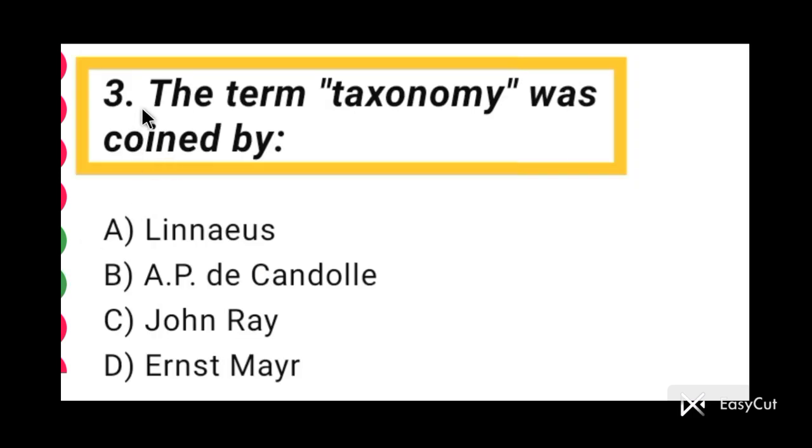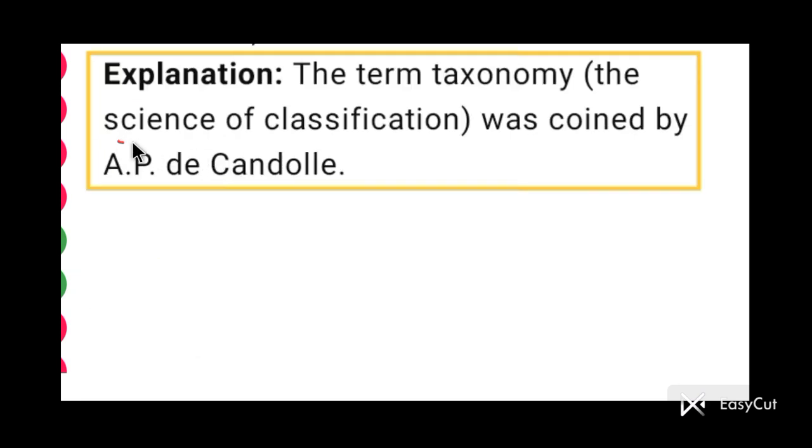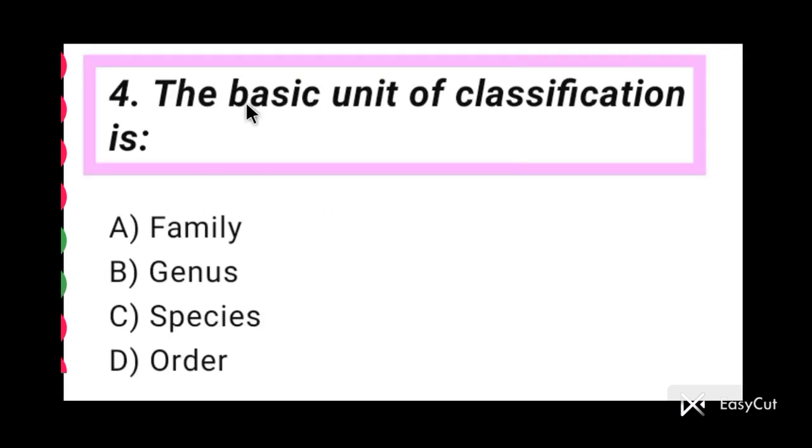Question number 3. The term taxonomy was coined by A.P.D. Candolle. So option B is correct for question number 3. The term taxonomy, the science of classification, was coined by A.P.D. Candolle. Question number 4. The basic unit of classification is species. So option C is correct for question number 4.